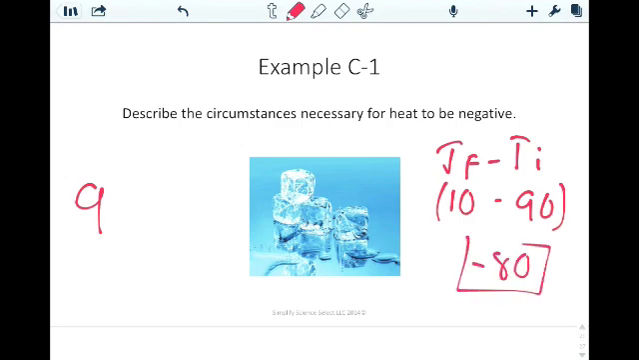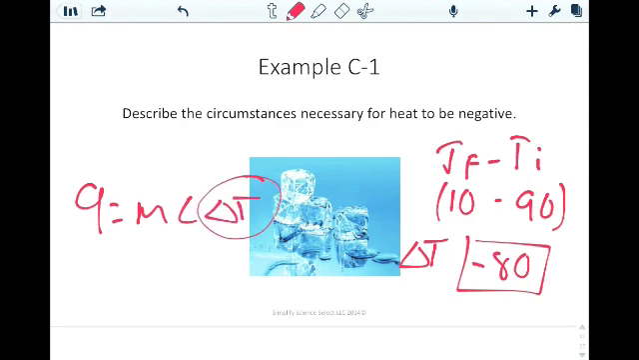And so you're going to get a negative delta T, which in the equation Q = MC delta T, if delta T is negative, you're multiplying everything else by a negative number, then you have a negative Q. So anytime something cools down, you're going to have a negative Q.